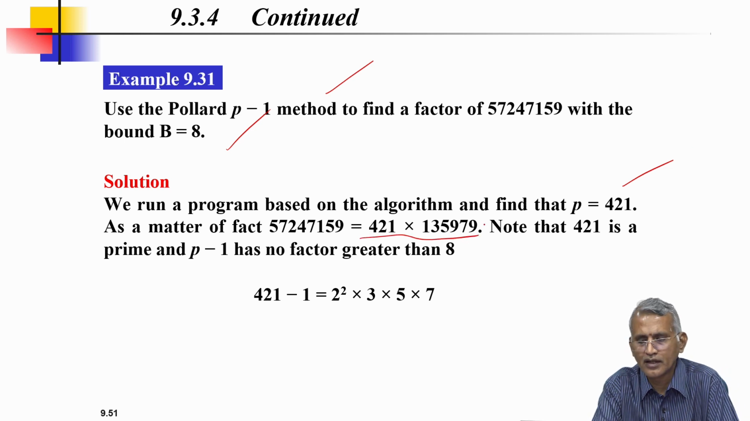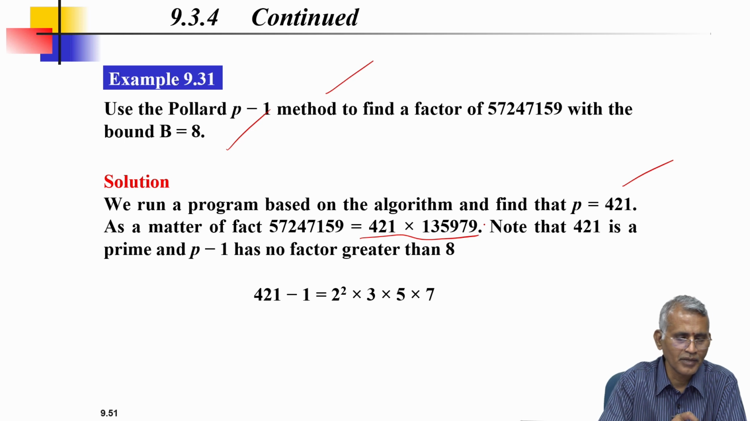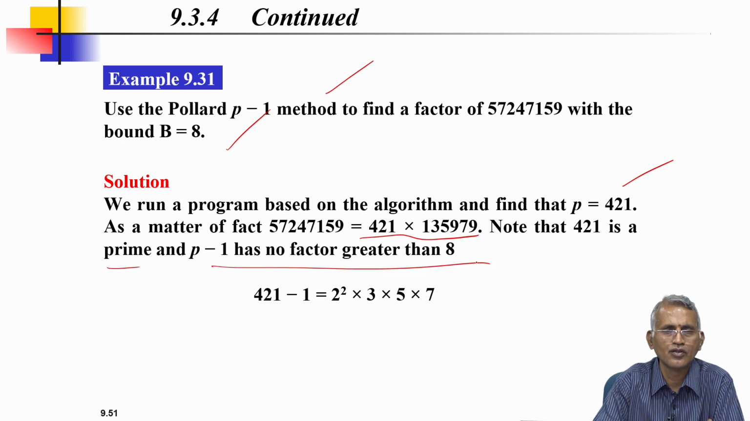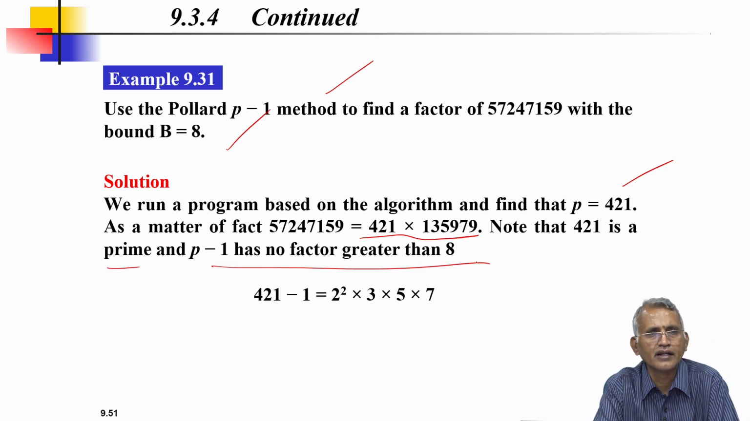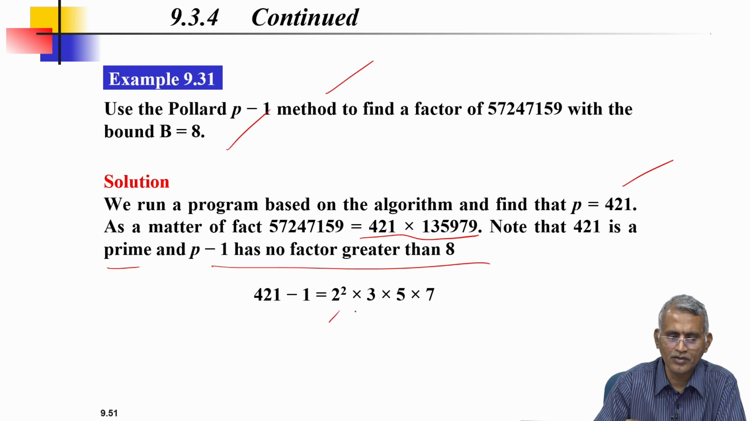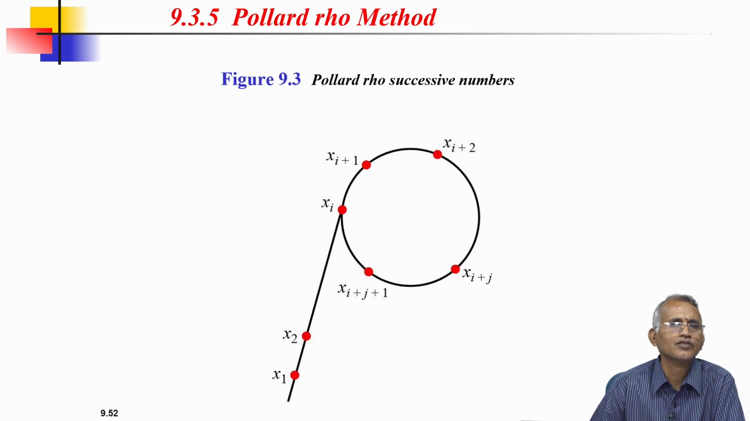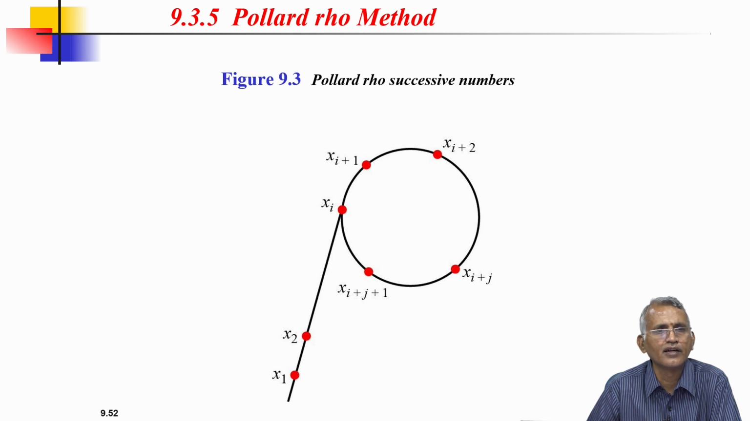So, note that 421 is a prime and p minus 1 has no factor greater than 8. Therefore, 421 minus 1 equals the product of prime powers: 2 squared into 3 into 5 into 7. So, this is the technique we can use for the recurrence of Pollard rho successive numbers.